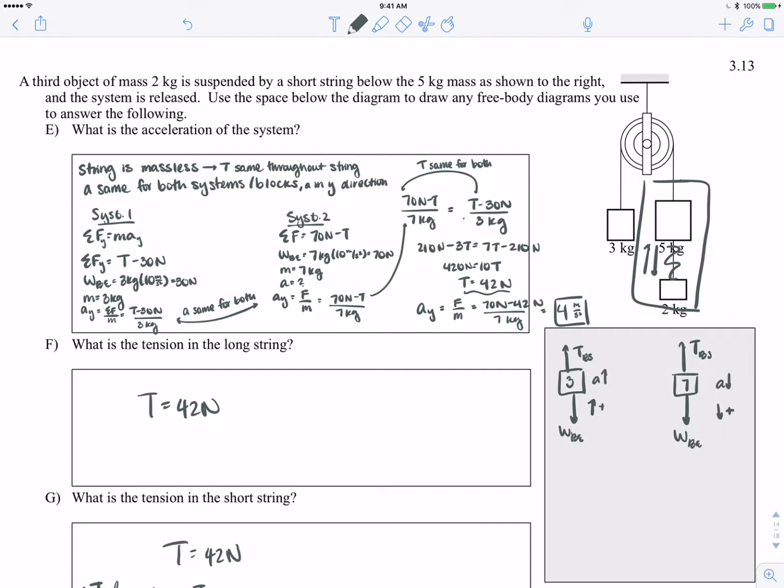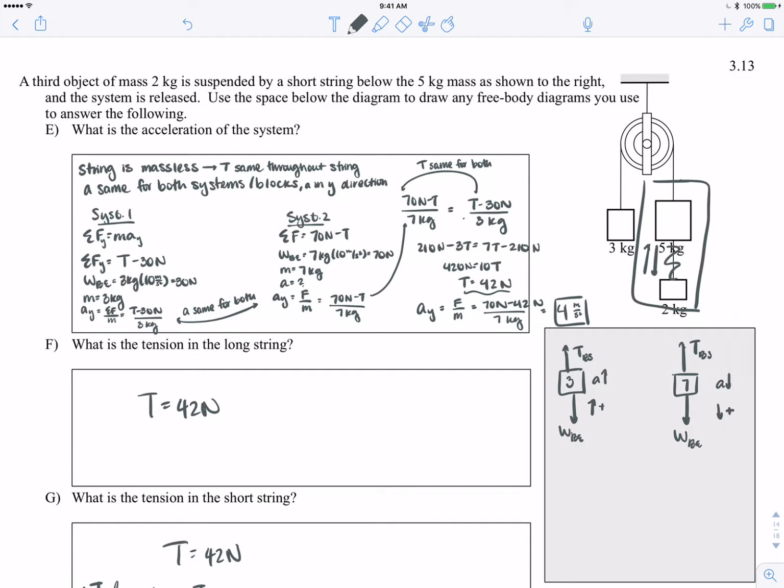And it's going to be going up with acceleration, so we made up positive. And then on the 7 kilogram block, which is 5 kilograms plus 2 kilograms, we have the tension on the block by the string and the weight on the block by earth. And it's going to be moving down with acceleration, so we made down positive.